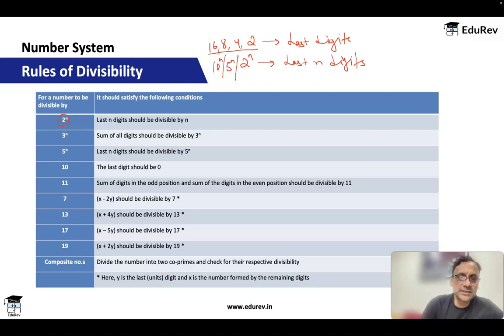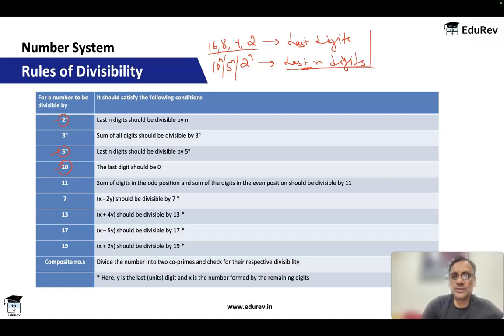Okay, so this, and this. All these are the same rule: 2 to the power n, 5 to the power n, 10 to the power n. For all of them, you check the last n digits. So 2, 4, 5, 8, 10, so many numbers are taken care of in one rule.